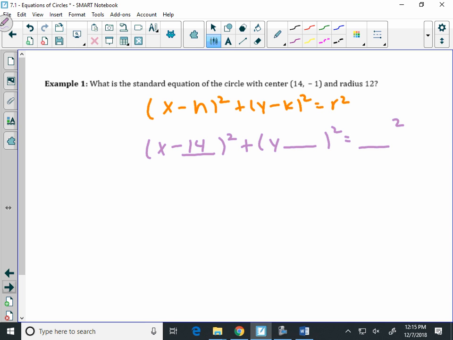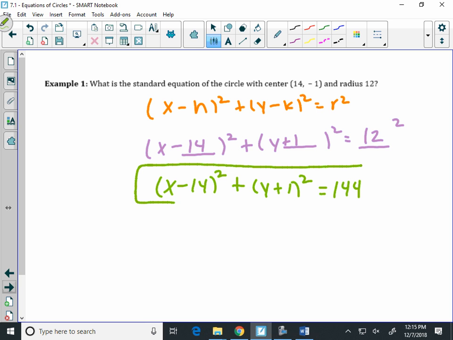This negative 1, when we plug it in, is going to become what? Positive 1. And then our radius, we said, was 12. You have to clean it up at this point. Okay? These stay exactly how they are. That's going to say x minus 14 squared. That's going to say y plus 1 squared. And that's equal to, what's 12 squared? There's our equation of our circle.